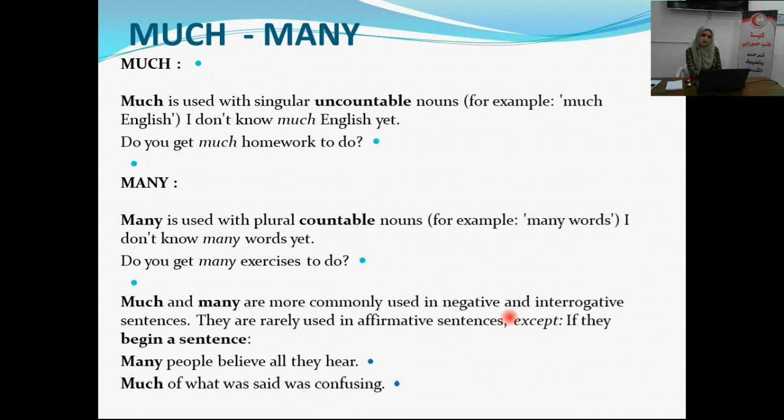So as you see in these examples, "Many people believe all they hear." So the sentence starts with "many." The other example, "Much of what was said was confusing." As you see, here we have "much." The sentence starts with it, so it can be used in this way.